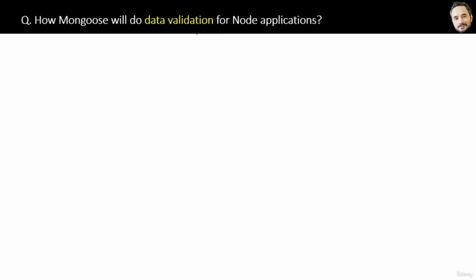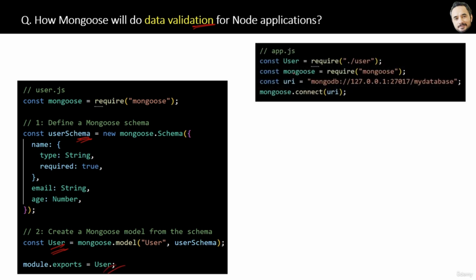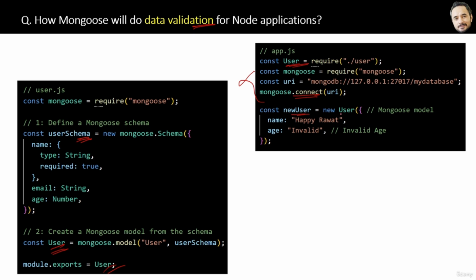How will Mongoose do data validation for Node applications? All right, that is the main role of Mongoose, and the answer is very simple. Here we have the schema defined, and then we created the user model from the schema, then we exported it, and in app.js we imported this user model and made the connection to the MongoDB database. All these steps you already know. Now like this, we are creating a new user from the user model, but this time with an invalid age.